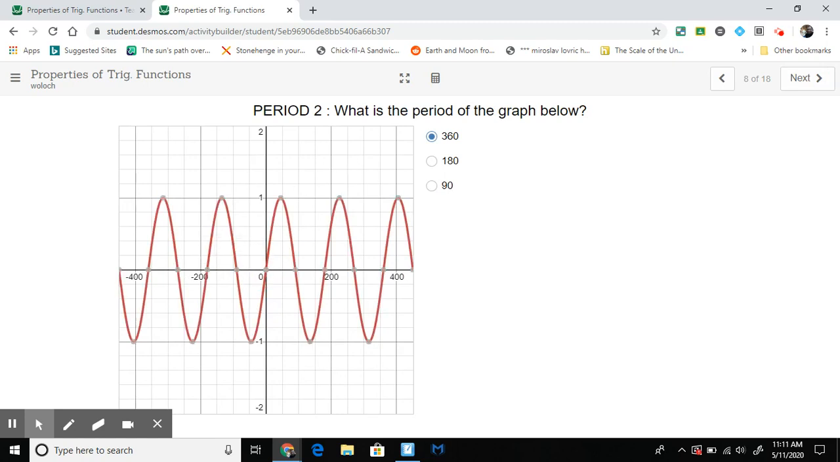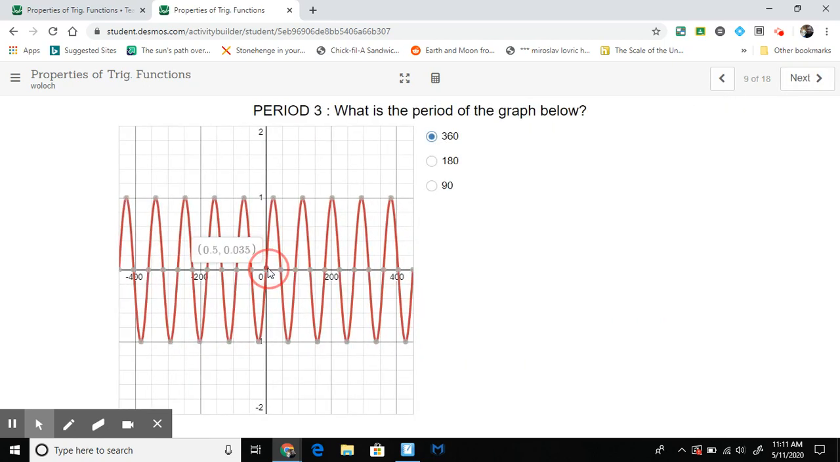This one, same deal. I can look and see what's happening here. This one looks like it's a little squished, so the period here is 180. One revolution, starting from here, is 180. Can I look anywhere else? Yeah, you could go from here to here and ask, what's the gap between negative 135 and 45? That also is 180 degrees.